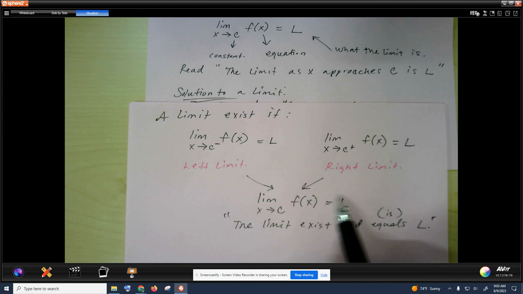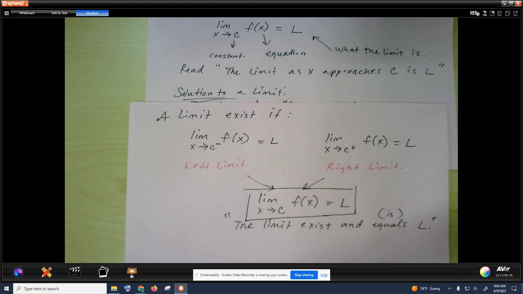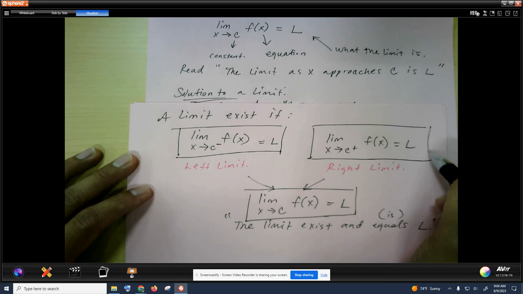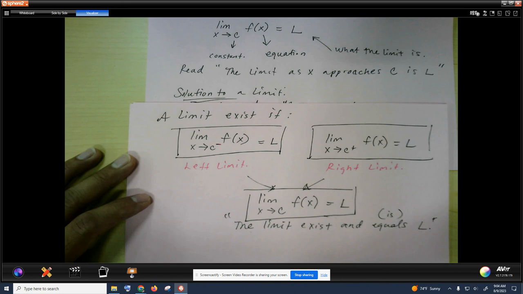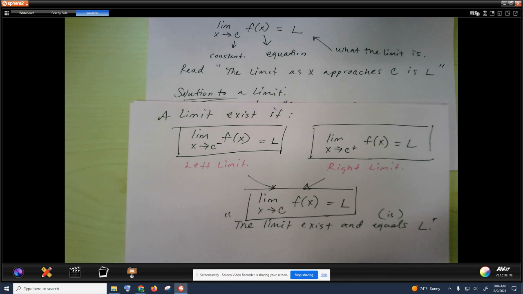So if you write a statement that does not have the plus or minus, you're saying that the limit already exists. But if they say show that this limit exists, you must first check the left limit. Then you're going to check the right limit. And then you can write your stronger statement without those and say, I now know the limit exists because the left limit equals L, the right limit equals L. So it makes more sense when we actually go and do this.